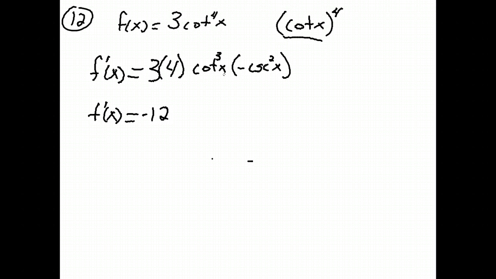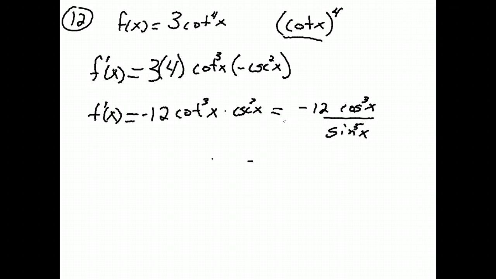And if we think about it, cotangent is simply cosine over sine, and cosecant is 1 over sine. So we can either leave it as cotangent to the third x times cosecant squared x, or if you really want to change the way it looks, it would just be negative 12 cosine cubed x all over sine to the fifth x. Now, this isn't really any nicer than this form, but if you want things in terms of sine and cosine, that's what it is. So either way here, this is f prime for number 12.